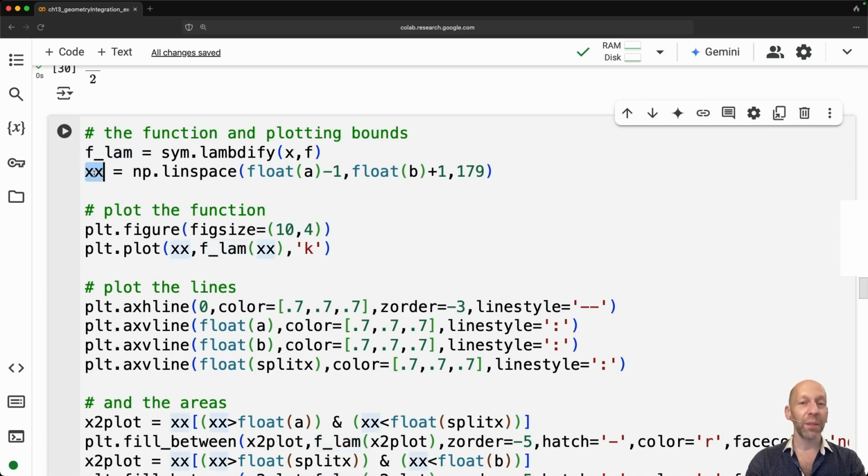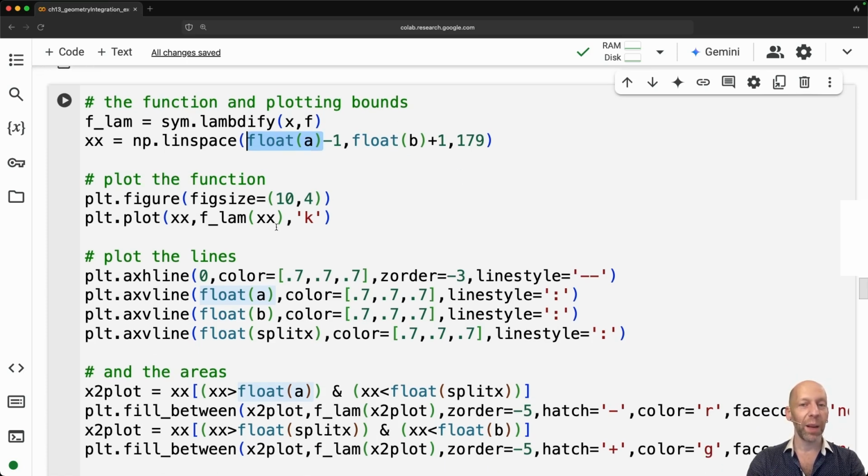Here are the x-axis values. I'm going from the lower bound -1 to the upper bound +1. Now remember that I specified a and b here to be symbolic variables, and so in order to use them as numbers, we need to convert them from SymPy objects, from symbolic expressions, into floating point numbers. There are several ways you can do that. You can explicitly convert them to NumPy. You can also just convert them to floating point numbers like this. Lots of ways you can do this.